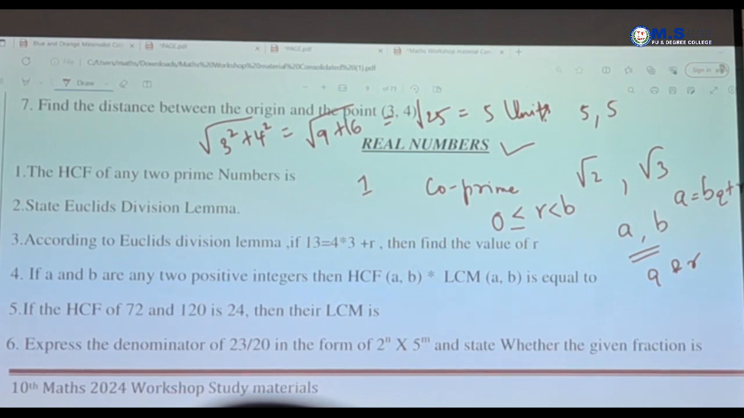A equals B into Q plus R. We are dividing A by B, that is 13 by 4. So 4 threes are 12, we get remainder 1. Therefore, the value of R equals 1. Should I repeat?